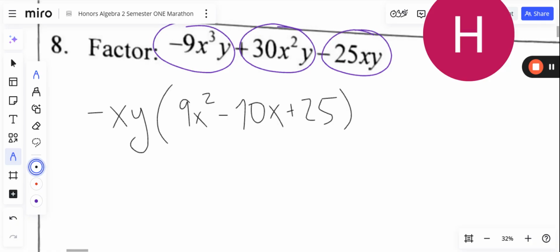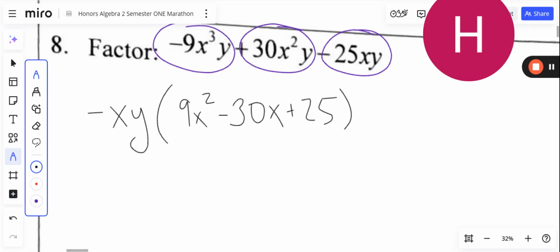So here we are. Let's take a look at that. Did I factor everything correctly? Yes. Took the negative x out, took the y out. Okay. Took an x out, took a y out. Oh, this should still be a 30. I'm sorry. I knew something looked off. This should still be a 30.